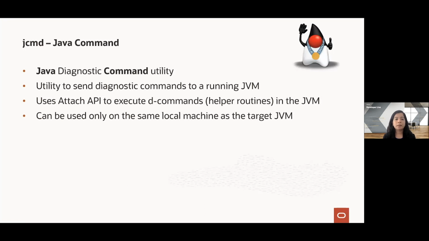Let's start with the jcommand or Java command tool. It's a diagnostic utility, and it allows us to send diagnostic commands to a running JVM or multiple JVMs running on the local machine. As it uses the attach API under the hood, it cannot send diagnostic commands to a remotely running application. It can work only on the same local machine as the target JVM, and it uses the attach API to send these commands and execute these diagnostic commands or helper routines in the JVM.